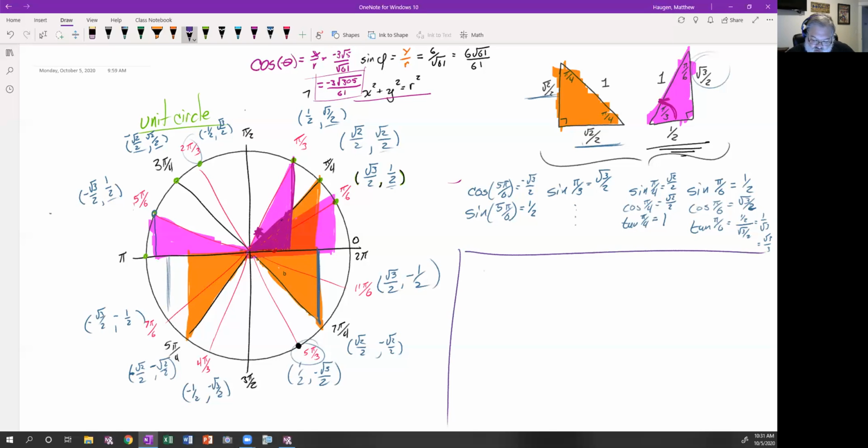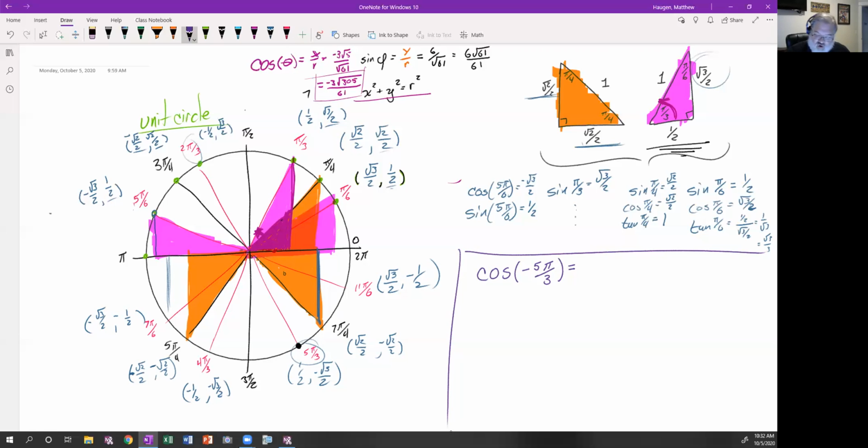Let's say somebody wants to know the cosine of negative 5π/3. Well, I don't have a label for negative 5π/3, but I don't need one, as long as we can find something coterminal to negative 5π/3. So let's find something coterminal to it. I'm going to need to redo my diagram in a minute here. It's going to get a little crazy.